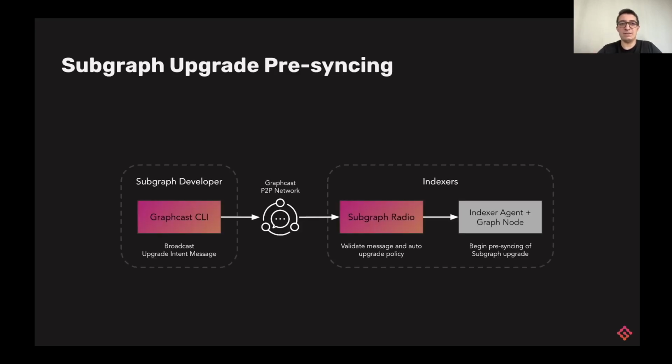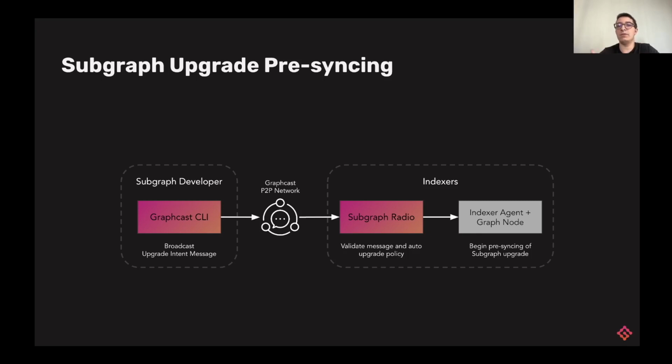So what exactly is the Subgraph Upgrade Presync feature? It provides a way for Subgraph developers to signal when they plan on releasing a new Subgraph version, which allows indexers to start syncing that Subgraph in advance. Subgraph developers can use the GraphCast CLI to send a message to all indexers that are interested in the given Subgraph. On the indexer side, this is as simple as just setting two new configuration options.